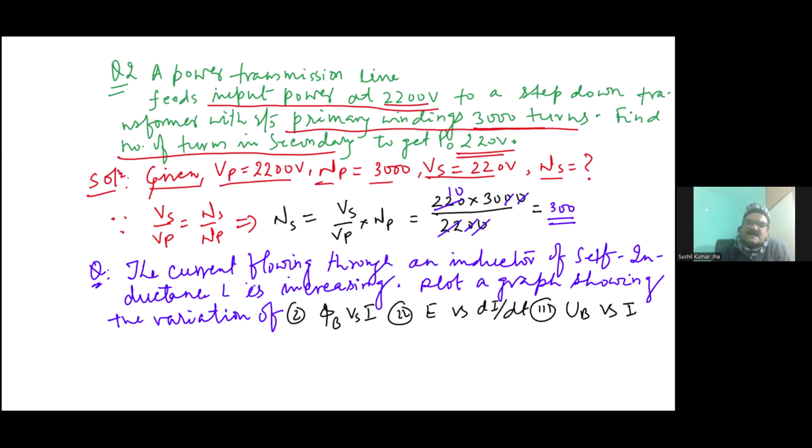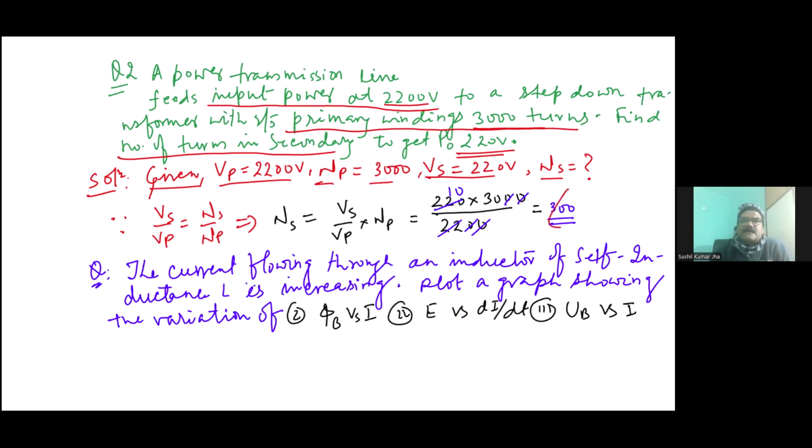So again we'll write the same formula, Vs upon Vp is Ns upon Np, and then by cross multiplication we get Ns as Vs upon Vp multiplied by Np, and so it becomes 220 into 3000 divided by 2200. By solving, we get it 300. Then next numerical, again sure short numerical.